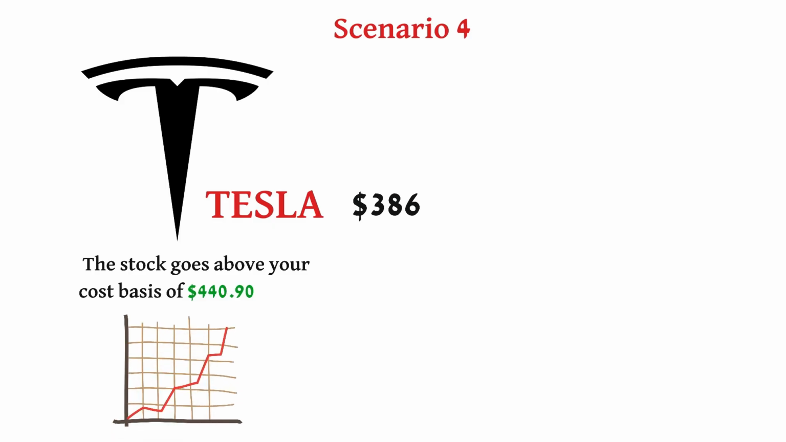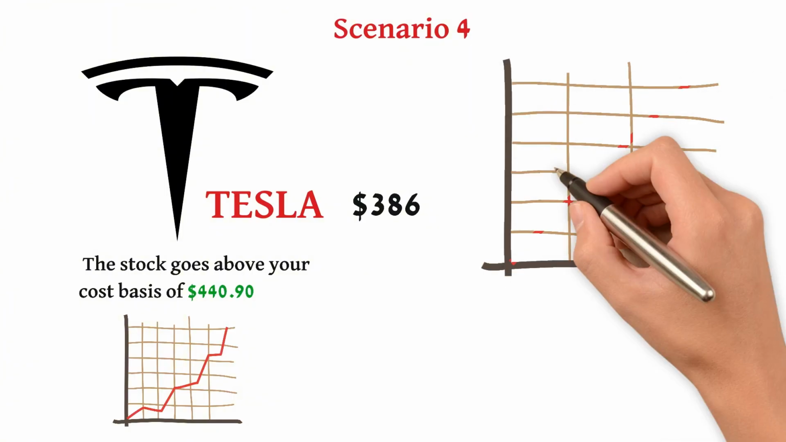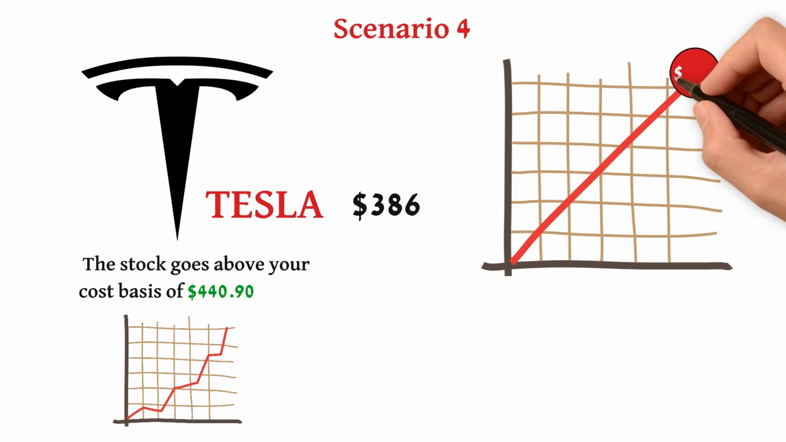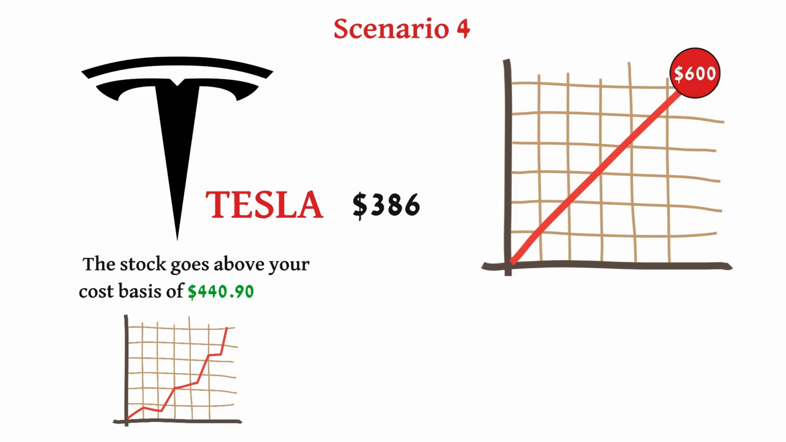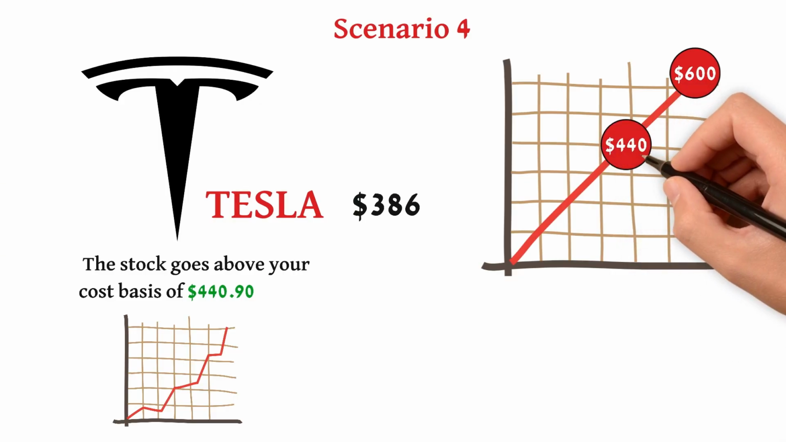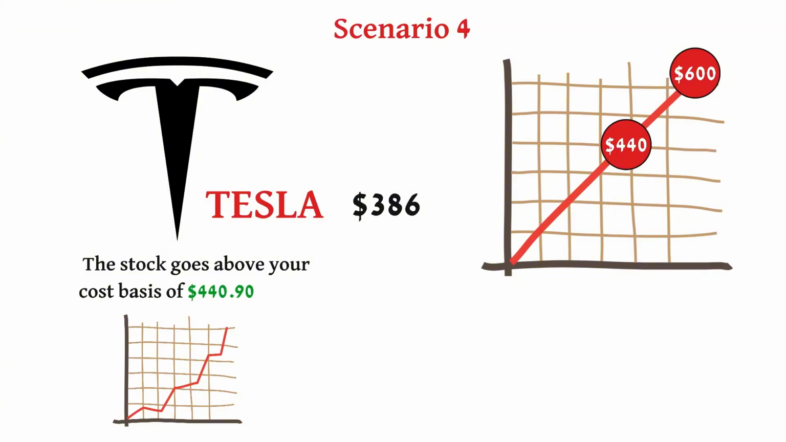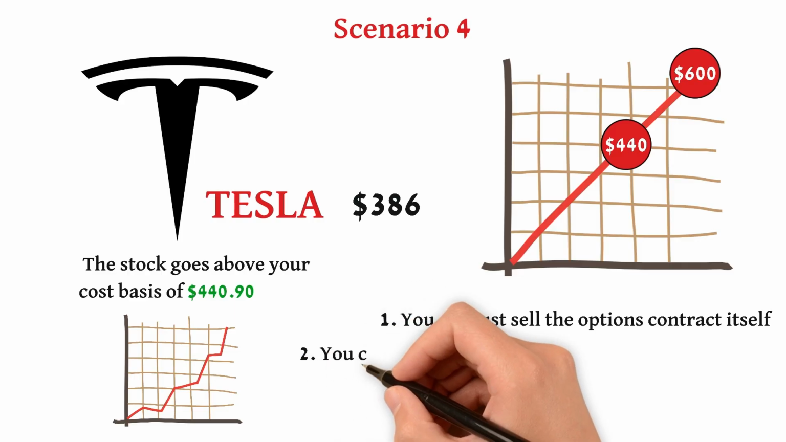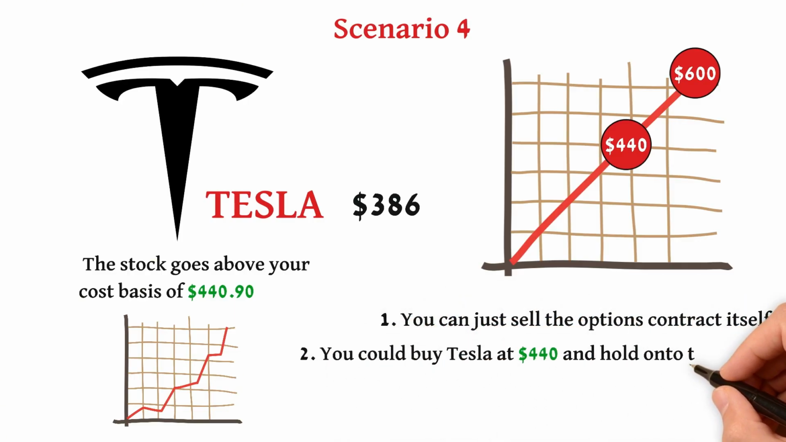Here's another thing. Let's say other big firms and companies decided to invest in Tesla within the next 2 days and the stock went up $600. Also, options contracts can be bought and sold just like a stock. So if Tesla stock went up $600, you don't have to buy it at $440 and sell. You can just sell the options contract itself, or you could buy Tesla at $440 and hold on to the stocks. Eventually, the contract will expire and you'll end up with the purchased stocks.